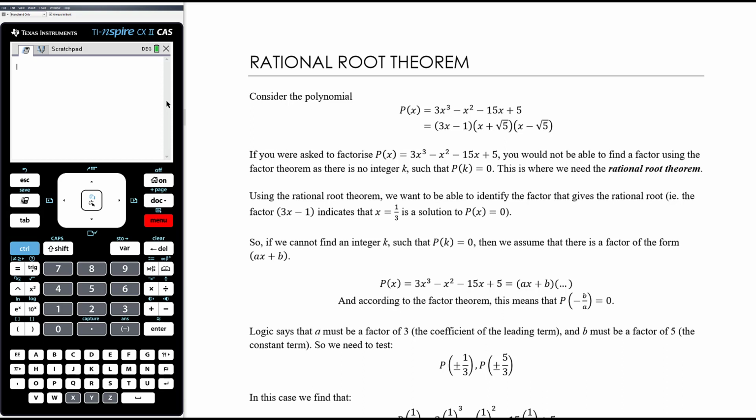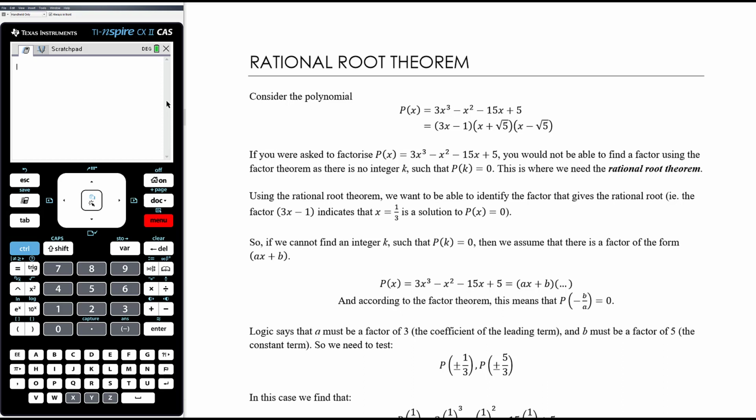Okay, so in the previous video when we looked at factorization of polynomials, I mentioned that the first step was to take out any common factors. The second step was then to use either the factor theorem or the rational root theorem to identify one factor. We hadn't talked about the rational root theorem to that point, and so we're going to do that now.